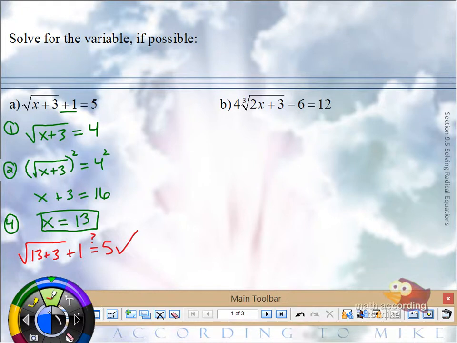Isolate that radical. That'd be a great game show. Isolate that radical. How are you going to isolate that radical? Add 6, and then what? Divide by 4. What do you get after you divide by 4?